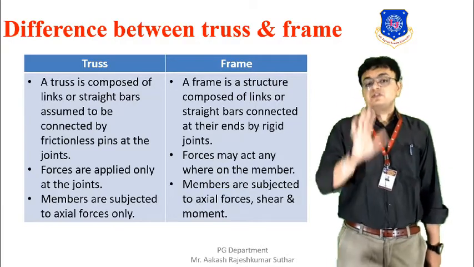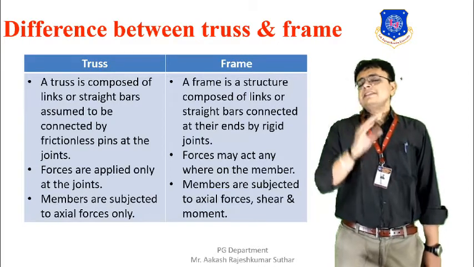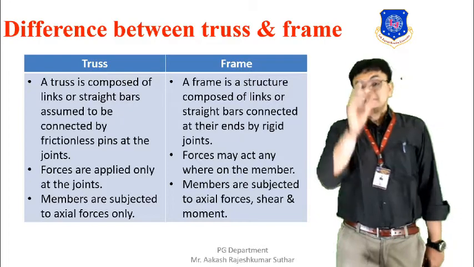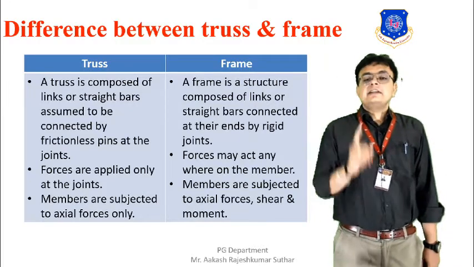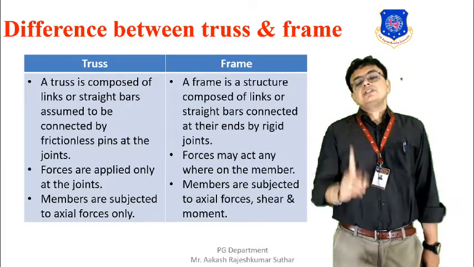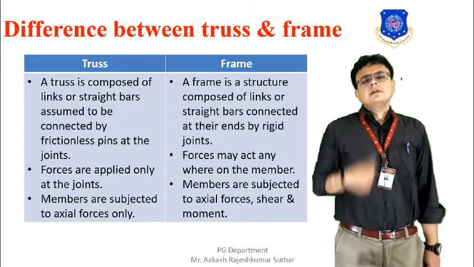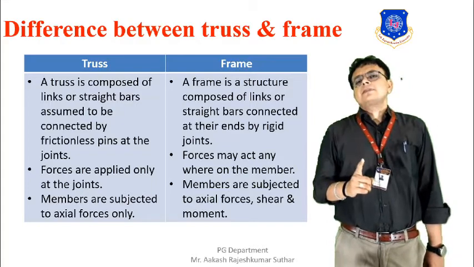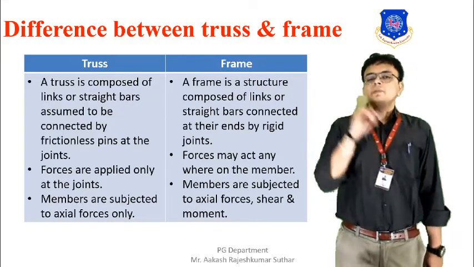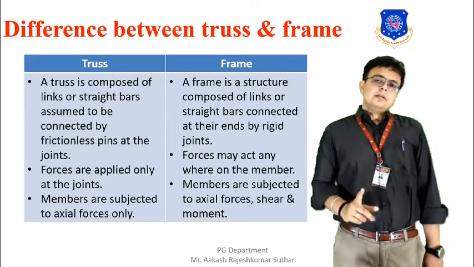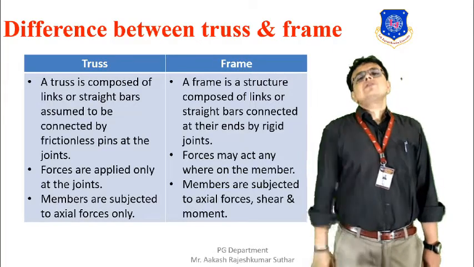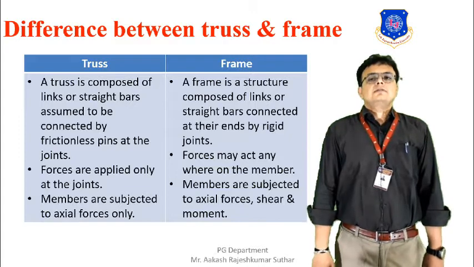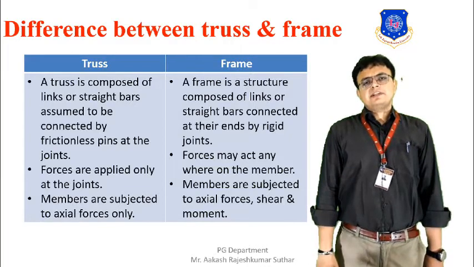But a frame is a structure composed of links or straight bars that are connected at the ends by rigid joints. Because of these rigid joints, there will be occurrence of moment in the frame. But in case of a truss, all the joints are pin joints, so there is no possibility of the occurrence of moment. So this was the first difference between the frame and the truss.